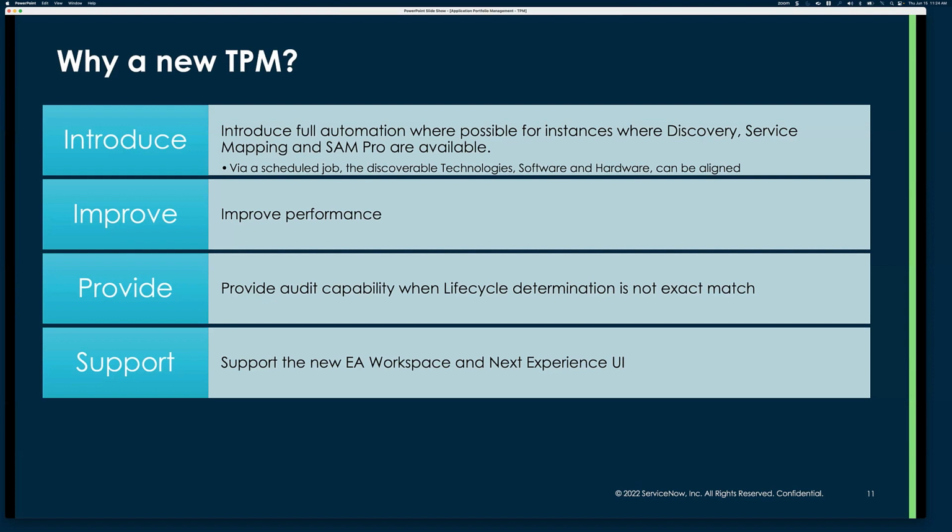So what we have is an audit capability. When we can't find an exact match, what we're going to try to do is find the best match that we can, and we're going to tell you about it. And you can evaluate it, you can reject it, you can approve it, that kind of thing. We'll show you how that works.